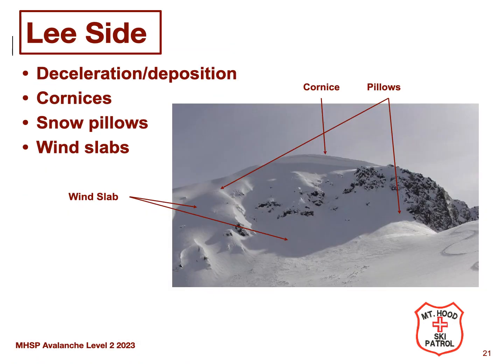Snow that is removed from the windward side is redeposited on the leeward side of the wind as the wind decelerates. The deceleration and redeposition creates cornices, snow pillows, and wind slabs. The redeposited snow rapidly increases loading and is more prone to avalanche release.